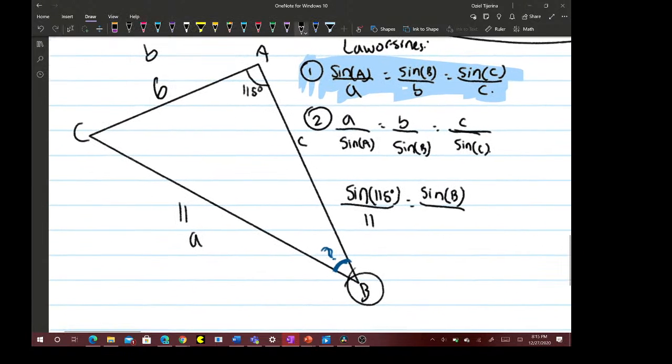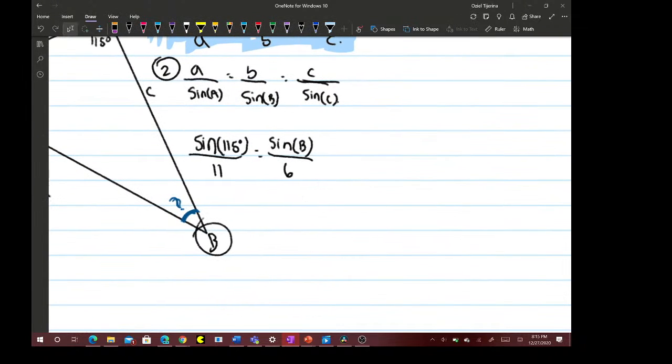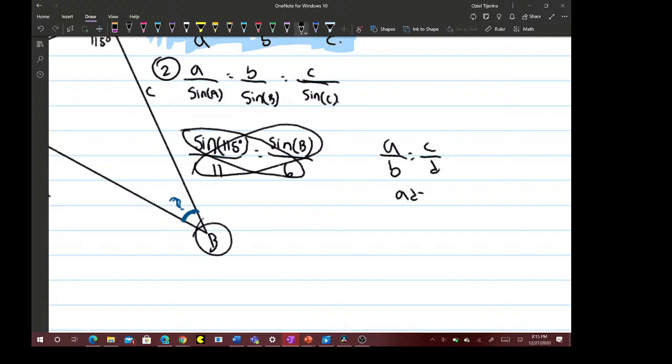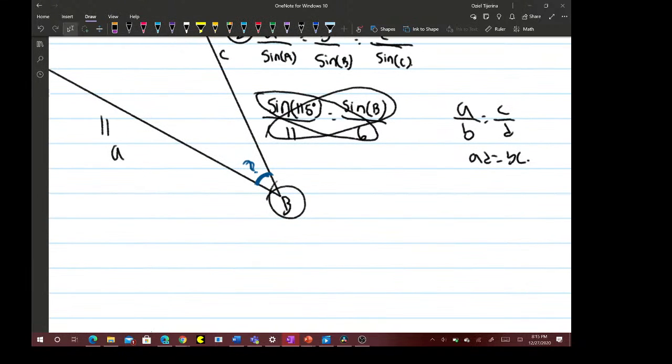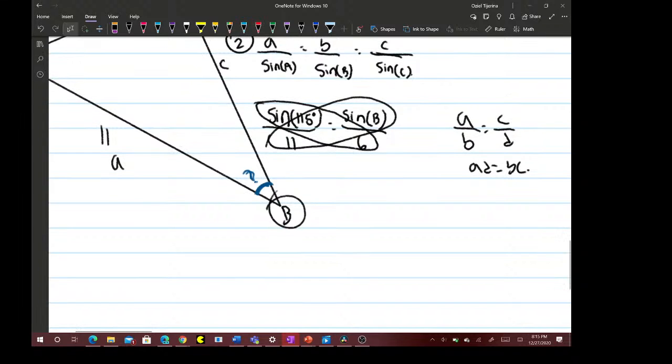So we have sine of B over 6. Then what we do now is we cross multiply. So basically that rule that says A over B equals C over D, so you say AD equals BC, just like how I did it in an algebra video a few days ago. So you're going to say 6 sine of 115 degrees equals 11 sine of B.